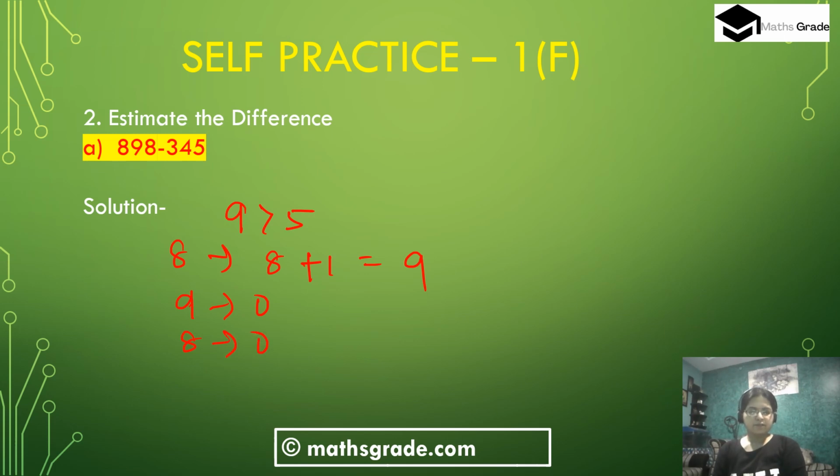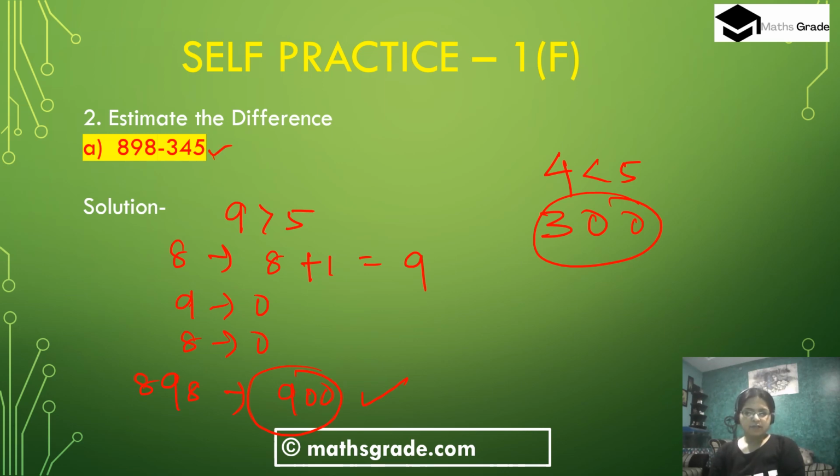So 898 rounded off to the nearest 100 is 900. Now 345 rounded off to the nearest 100. Here in 345, the tens place digit is 4 and 4 is less than 5. So don't add 1 to the 100 place digit, just write down 3 as it is, and this 4 changes to 0 and the unit place digit 5 changes to 0. So 345 rounded off to the nearest 100 is 300.